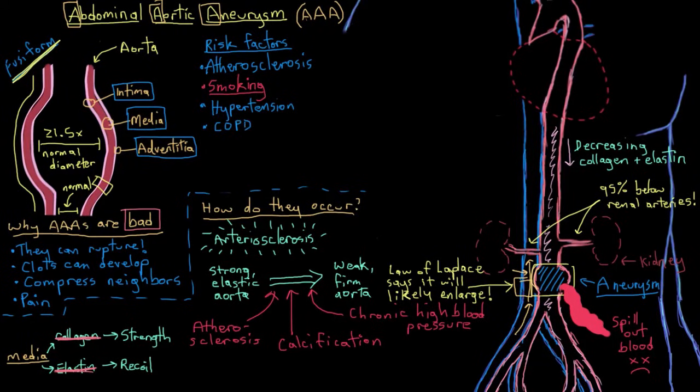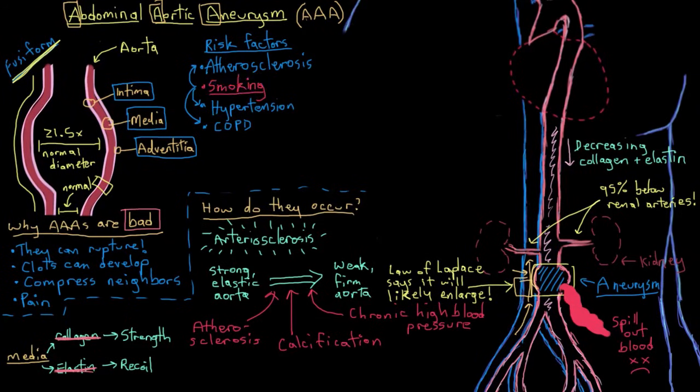And let me draw your attention to this. Smoking actually causes atherosclerosis to get worse, and it causes hypertension to get worse. And smoking is the major cause of COPD. So you can see that just by eliminating smoking, you're reducing your risk of developing an aneurysm in a huge way.